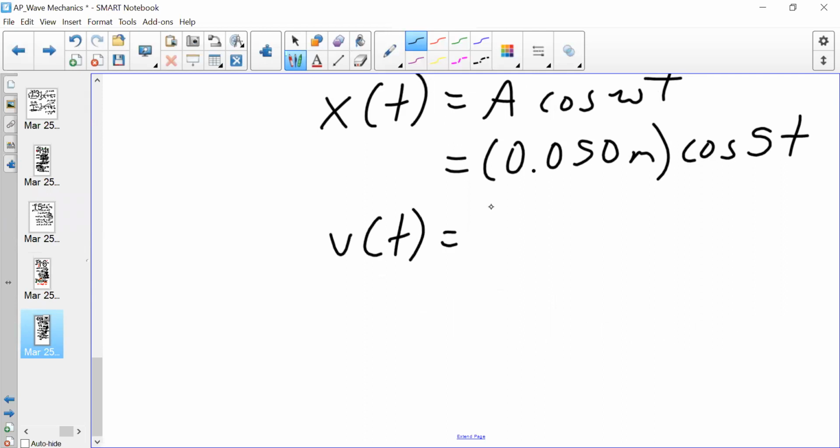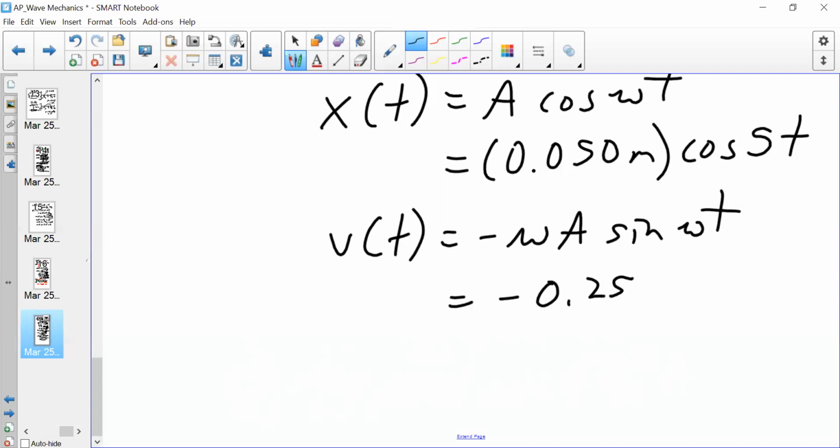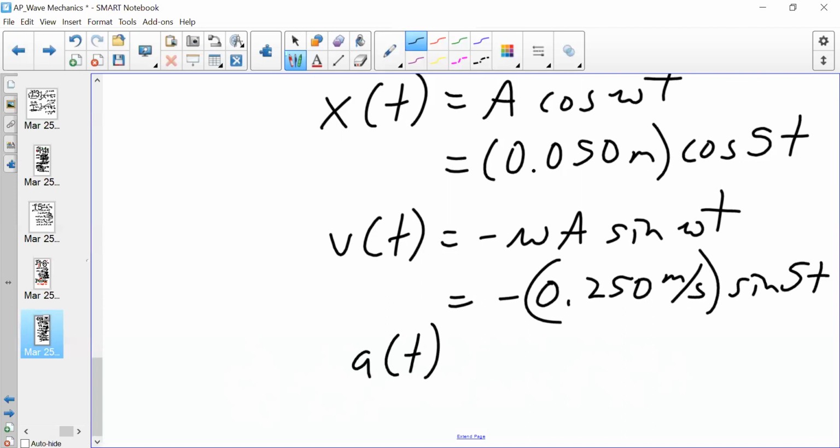Then we have velocity, negative omega A sine 5t, and this is going to be negative 0.25 sine 5t. For the acceleration, it's going to be 5 squared times 0.05, which gives 1.25. Right? So that's squared.